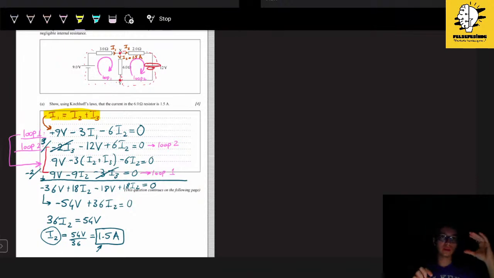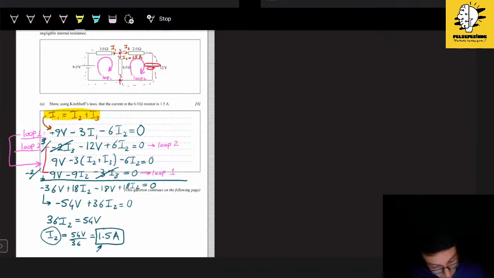So we said if it is a battery, if our loop takes us from the negative pole to the positive pole, this is plus. If we are going from the positive pole to the negative pole within the battery, this is negative. And for the resistors, if our resistor has a current that is in the same direction as our loop's assigned direction, this is negative, and vice versa.